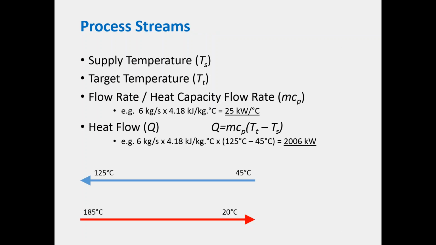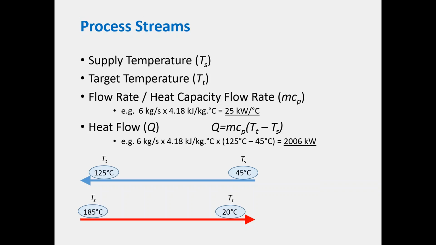So when we look at our process streams, for each stream we have what we call a supply temperature. This will be the temperature which the stream begins at. And then we have what we call a target temperature, which is the temperature which the stream needs to get to for our process. The other important characteristic of the stream has to do with the flow rate, or the heat capacity flow rate, which is simply the mass flow rate of the stream multiplied by the specific heat of the stream.